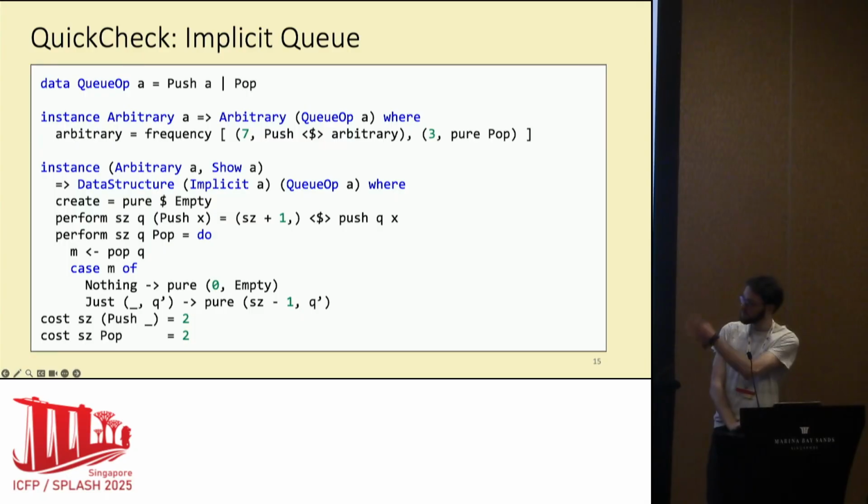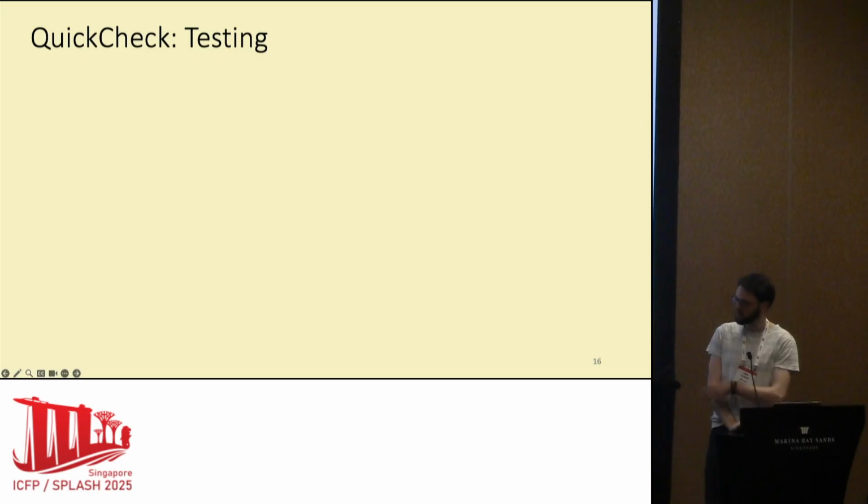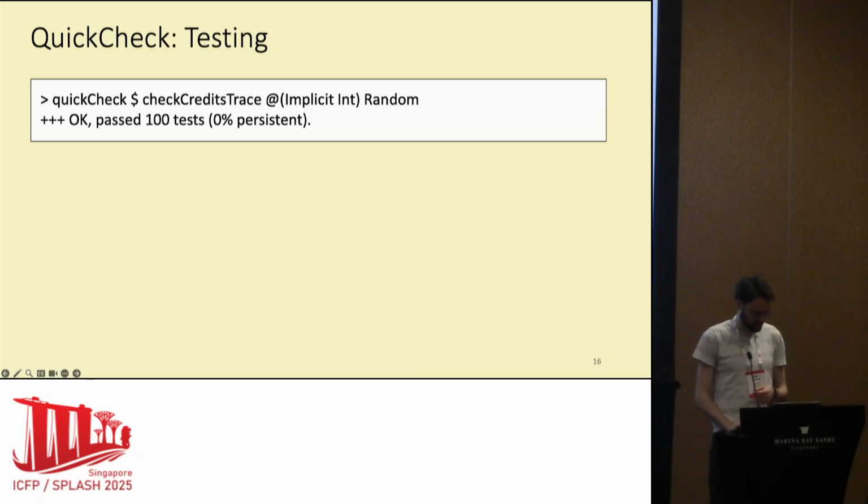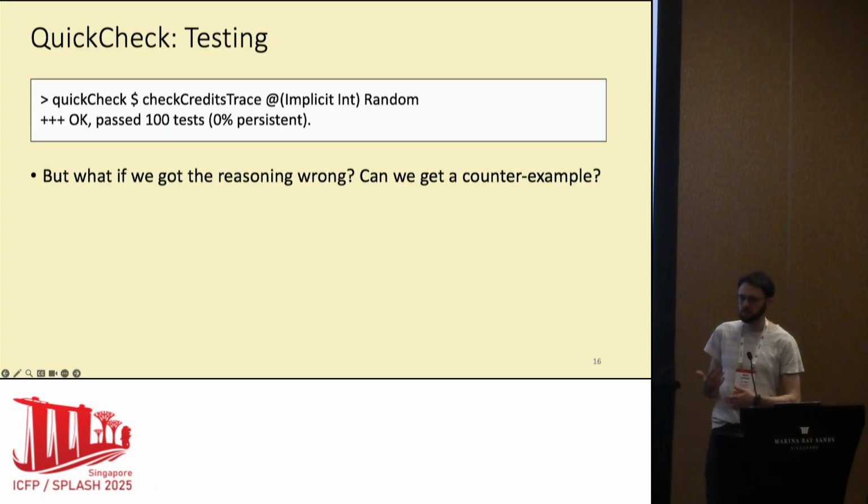And with all of this set up, we can now just run QuickCheck on it. My library takes this data structure implementation I've just given you and generates some QuickCheck tests on it. And if we actually run it, we see that we've passed all the tests. And that's very good, right? That's what we want. But sometimes, of course, you get your reasoning wrong.